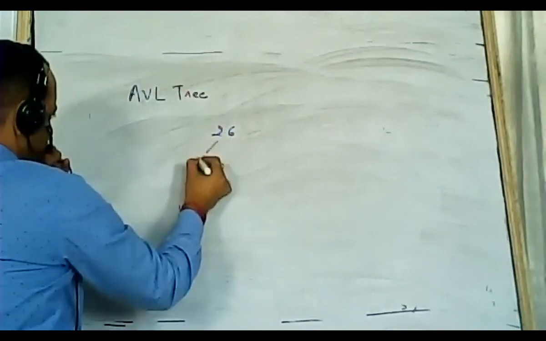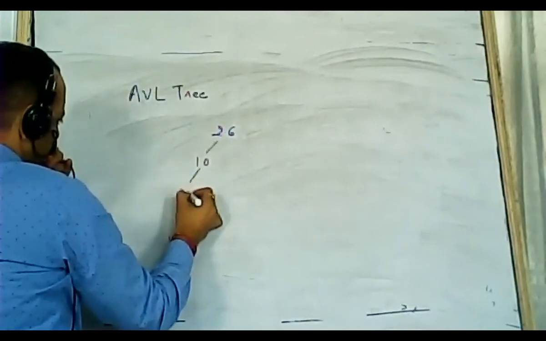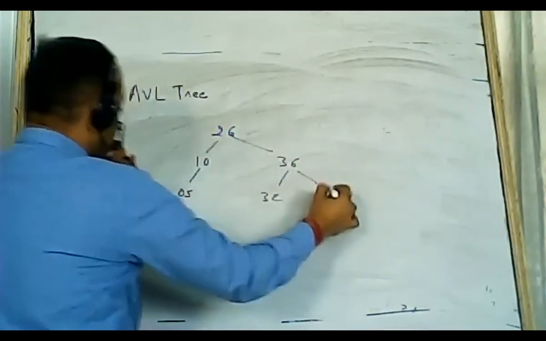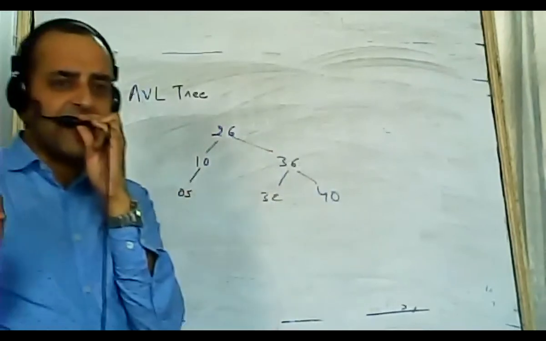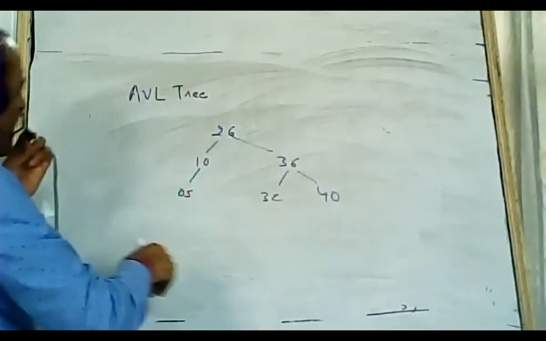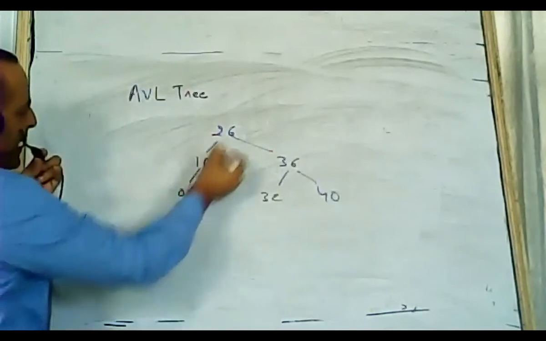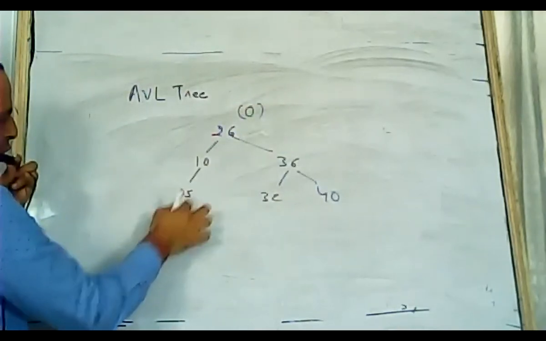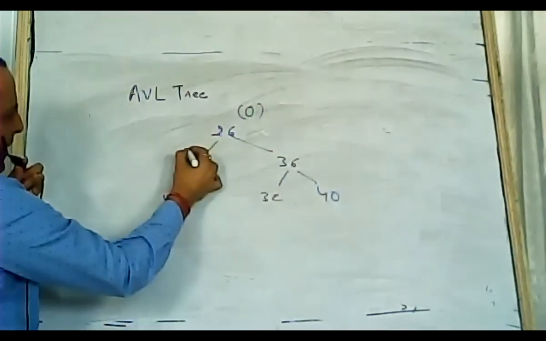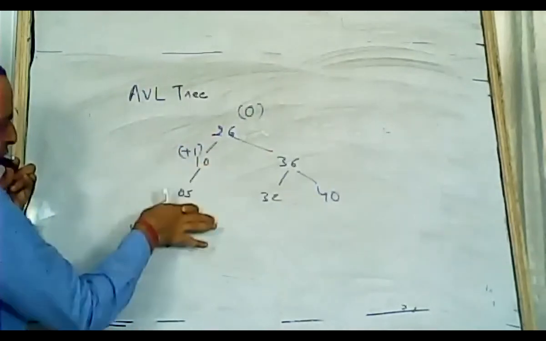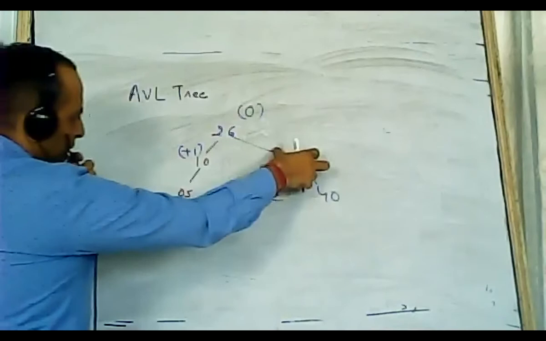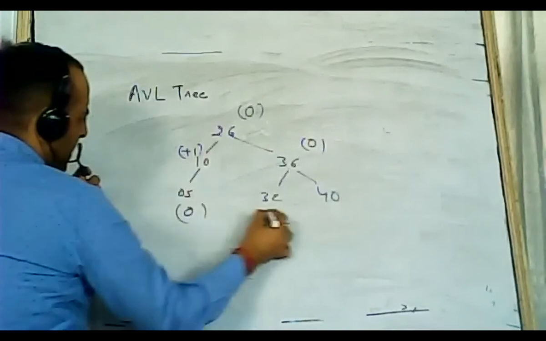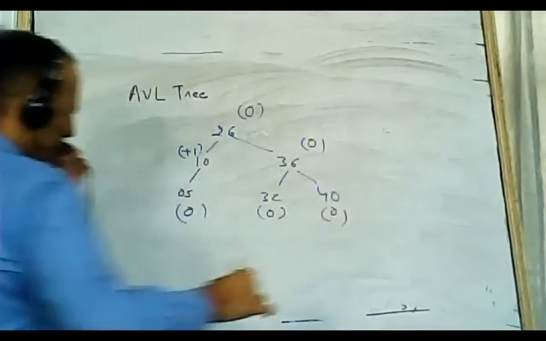See, 26, 10, 5, 36, 32, 40. Is this a binary search tree? Yes. For AVL, the tree first has to be a binary search tree. Then height of left tree 1, 2, 3 minus 1, 2, 3 is 0. 2 minus 1 is +1. 2 minus 2 is 0. So it is an AVL tree also.